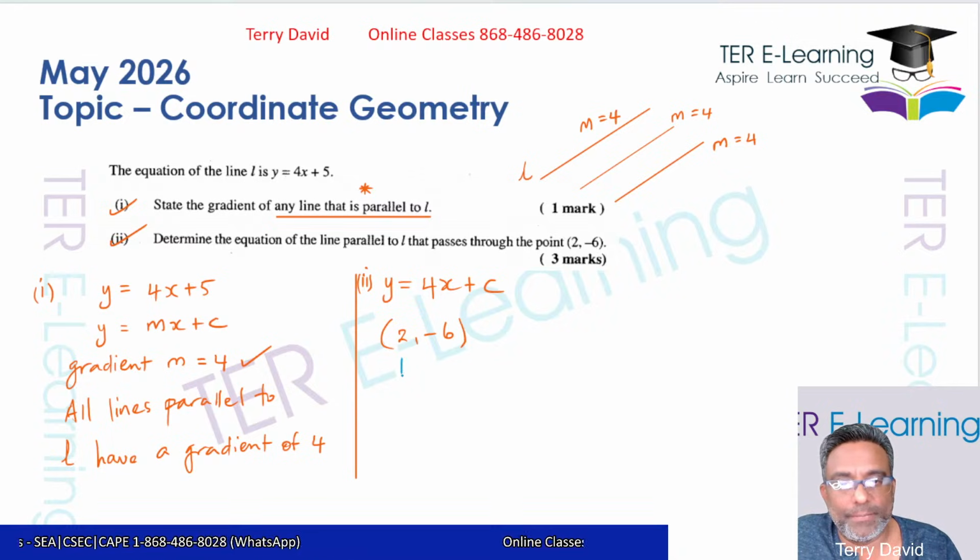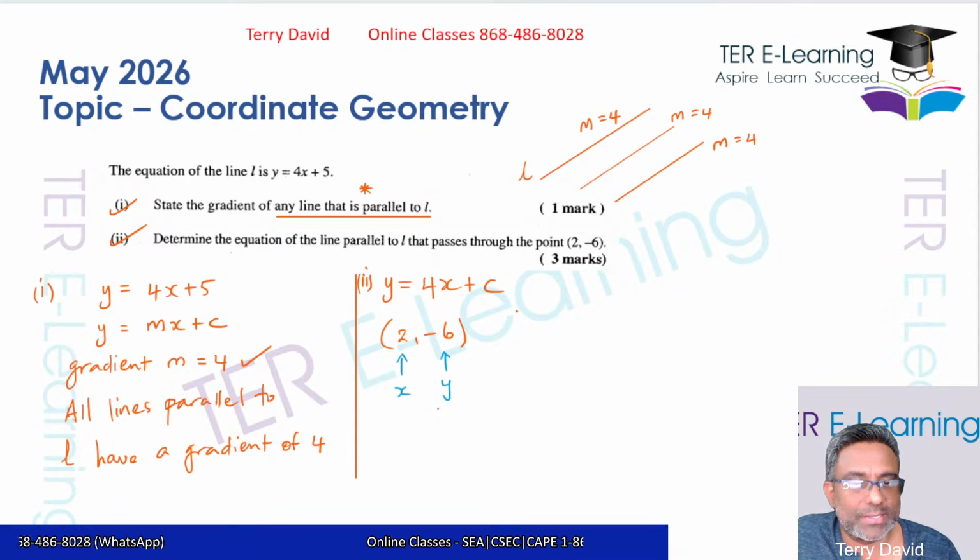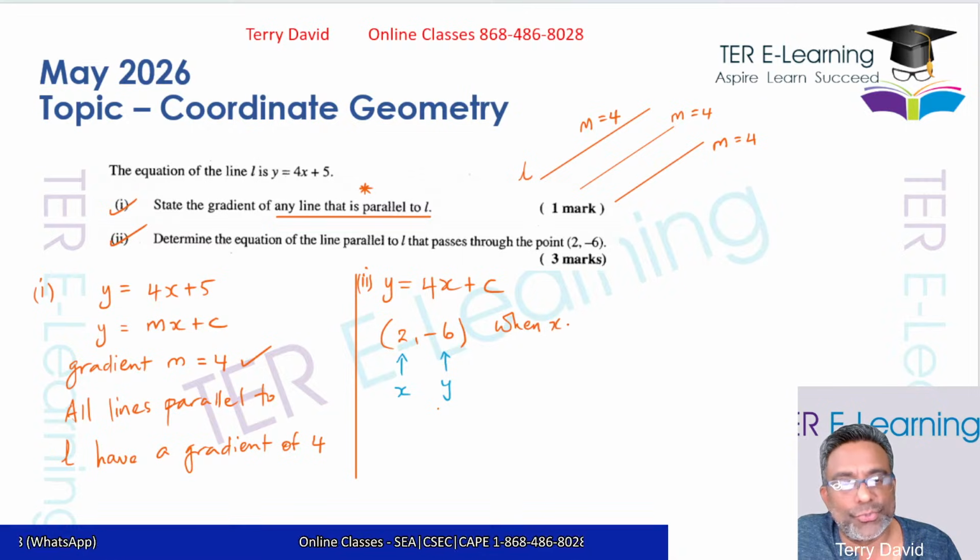So for this here is an x coordinate and this is a y coordinate. So what that means is that when x is 2, y is equal to minus 6. Okay, so when x is 2, y is equal to minus 6. So we need to use that information to figure out what c is.